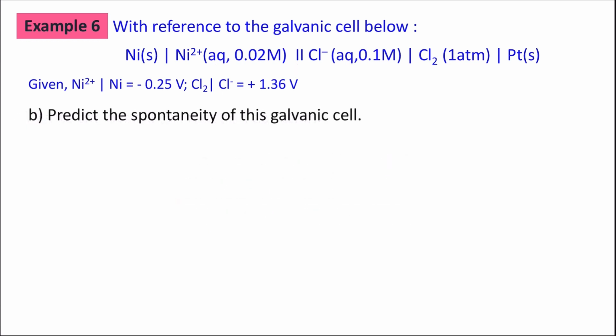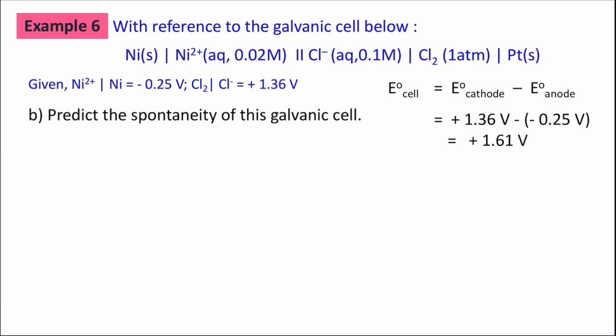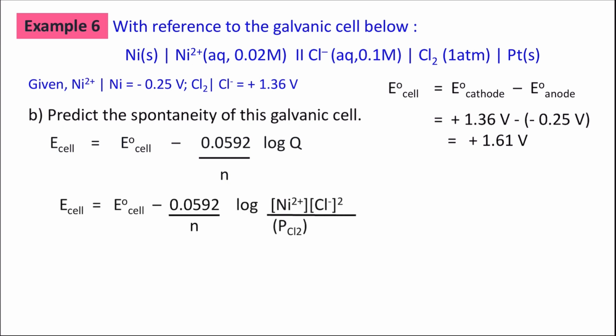Next one, dia minta awak predict the spontaneity of this galvanic cell. So awak ada E0 cell, di mana E0 cell awak boleh calculate daripada SRP value, you have positive 1.61 volt. And then kita nak predict spontaneity daripada Nernst equation. So this is the Nernst equation. Awak masukkan sahaja value yang awak ada dan expression untuk Q seperti mana dalam example sebelum ni saya pernah tunjuk. Concentration dan pressure, we treat it as a single entity. We just need the values.